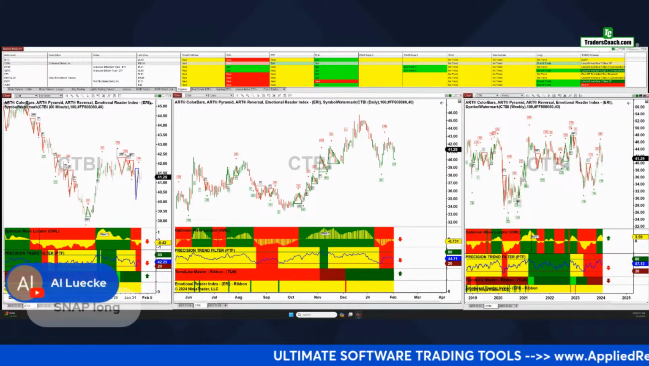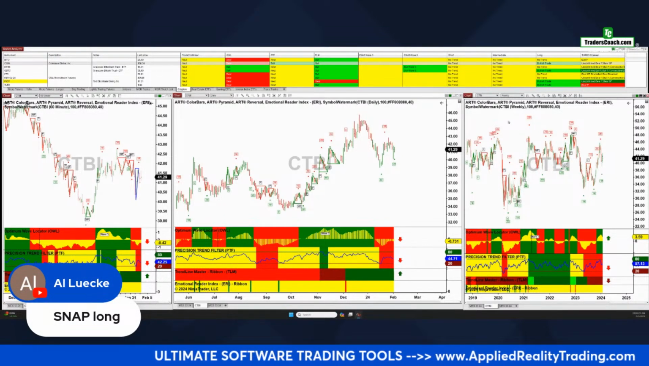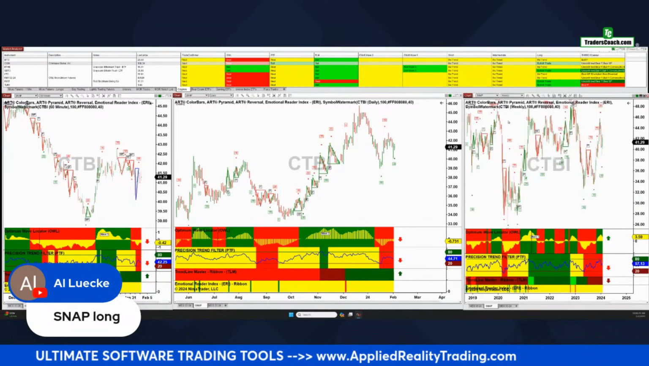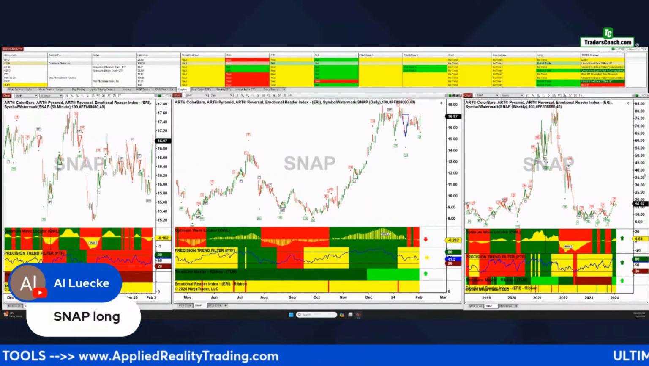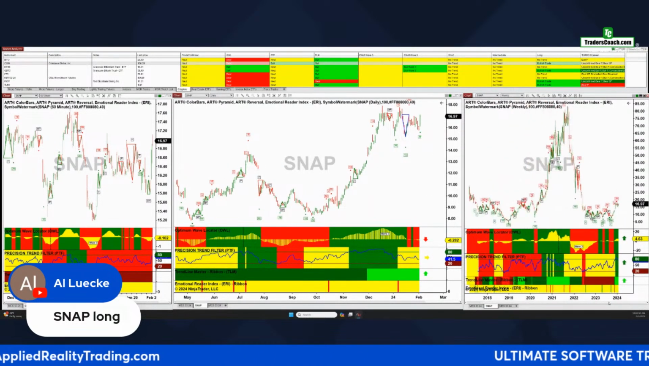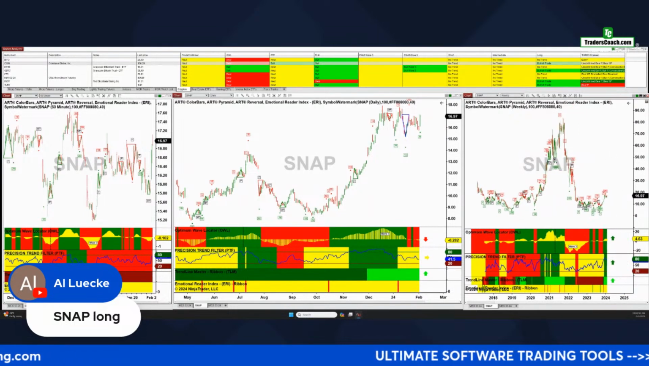All right. Thank you, Al. Al's got one more, SNAP. That's in AP. All right. SNAP is coming off a bottom. I like that. I like the weekly chart on that. Coming off a bottom, big move up, big move down.